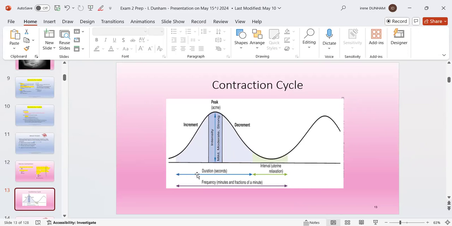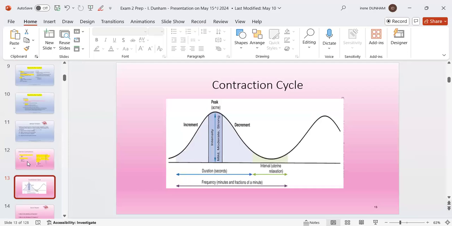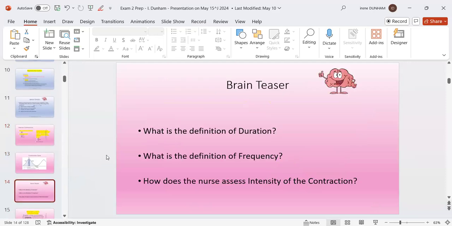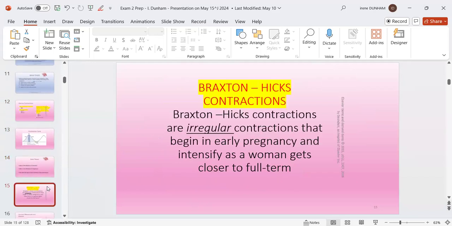And here's your duration: the beginning of one contraction to the end of that same contraction. And frequency is the beginning of one contraction to the beginning of the next contraction. So there's your contraction cycle. We already talked about that, so we're in good shape. Write this down so that you can write it in your own words later: What is the definition of duration? What's the definition of frequency? And how does the nurse assess intensity of the contraction? All right, I think we got that.